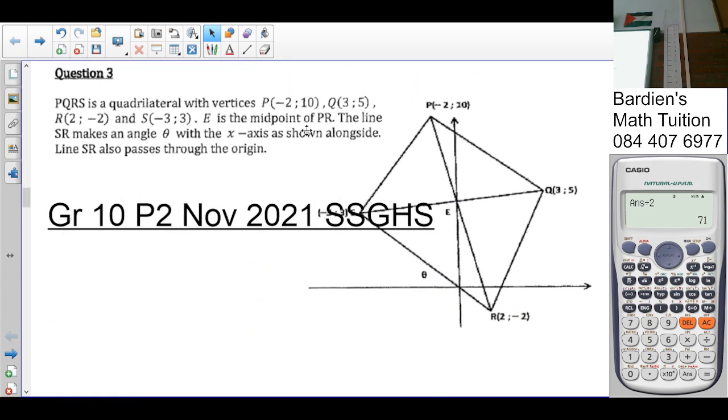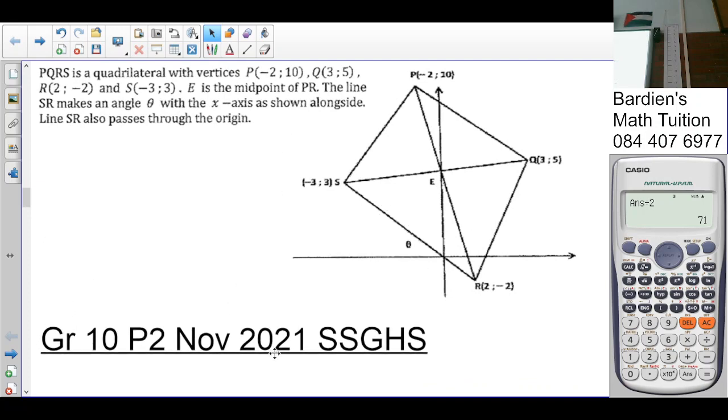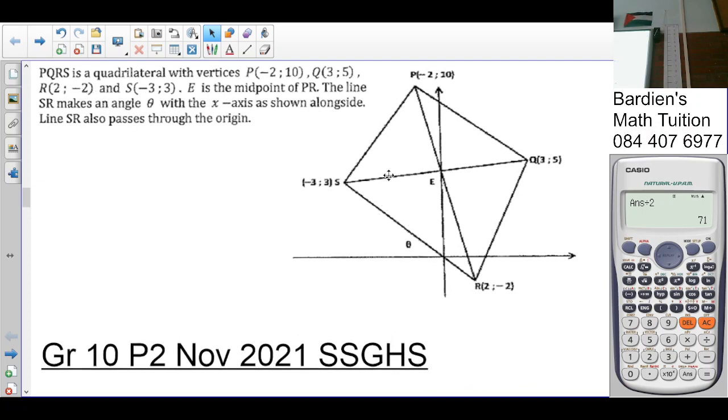Question 3, sorry. I told you in question 3 that PQRS with vertices P, which is -2 and 10, Q, which is 3 and 5, R, which is 2 and -2, S, which is -3 and 3, E is the midpoint of PR. The line makes an angle of theta with the x-axis as shown alongside. Line SR also passes through the origin.